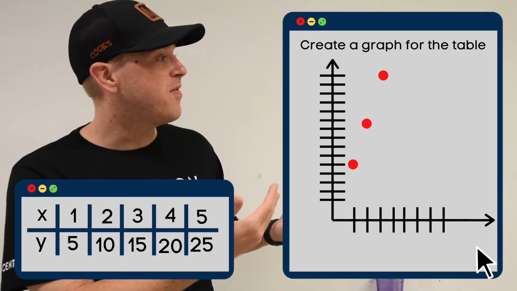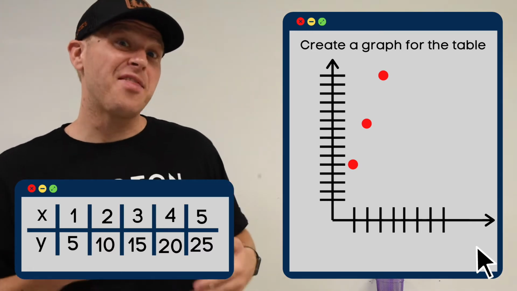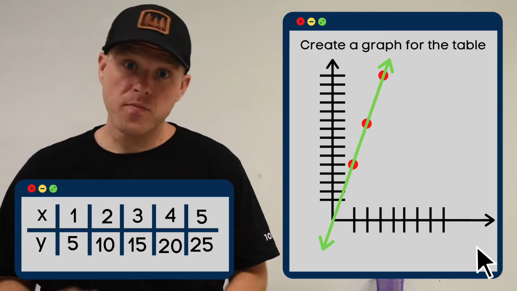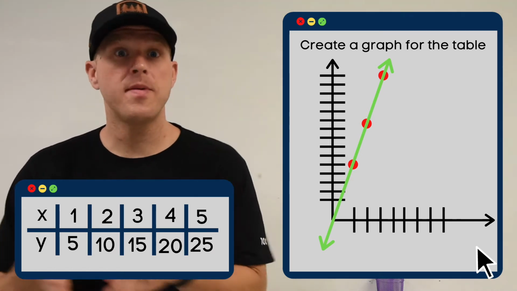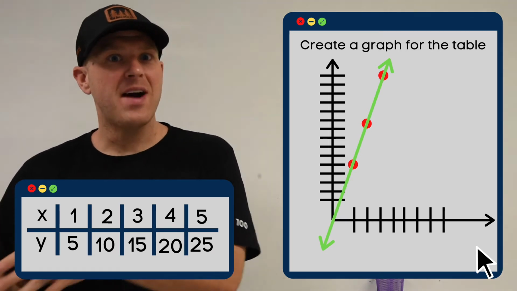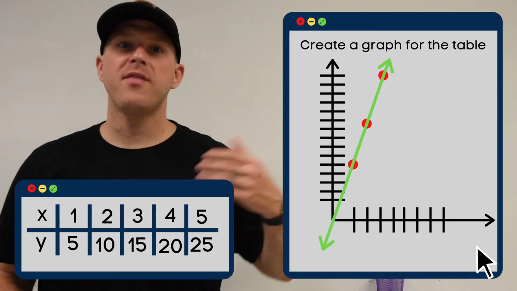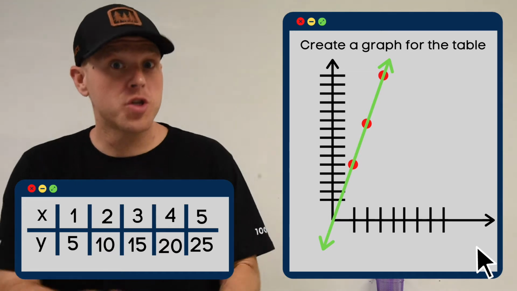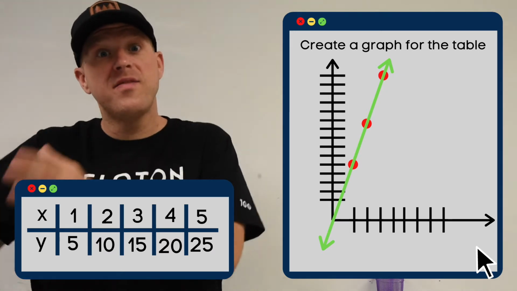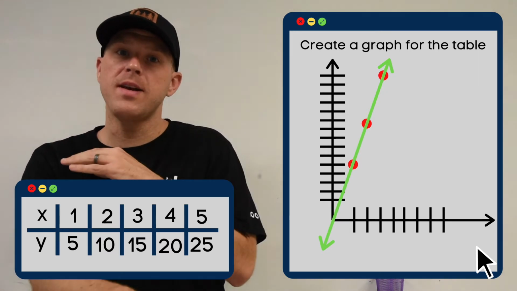Over 5, up 25. What we're going to notice here is that these can form a straight line. That makes sense because the constant proportionality here would be y divided by x. 5 divided by 1 is the same as 25 divided by 5. I get 5 every time. That's my unit rate. Each shirt costs $5. $5 per shirt.